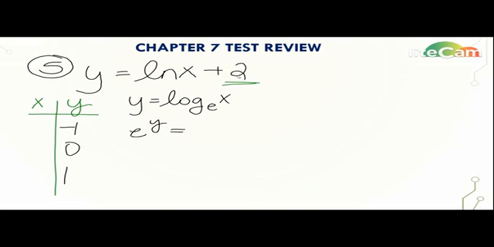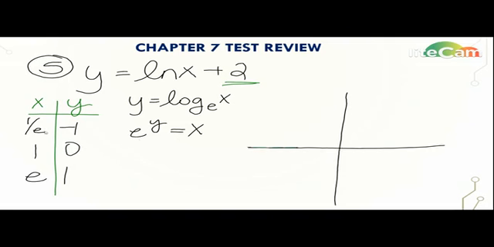So knowing that this is a base of e, I'm going to convert it to e to the y equals x. Okay, and then right here, I'm going to go ahead and go e to the -1 is 1 over e, e to the 0 is 1, and e to the 1 is e. Okay. Remember that this is the way the log is supposed to look, so I'm expecting the points to look this way. Okay.